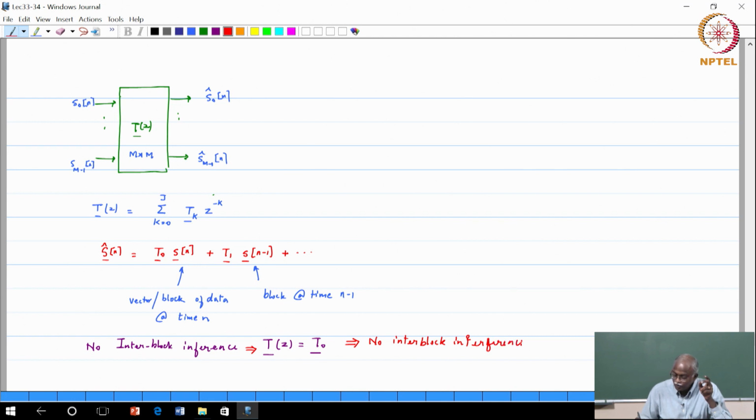Okay. Now tell me what is the condition for no inter-block interference and no intra-block interference? T naught should be diagonal, that is it. T naught should be a diagonal, constant matrix, basically. So that is what we are coming down to. So if T naught is diagonal, then we get no interblock or intrablock interference. Okay. So both these are interferences.